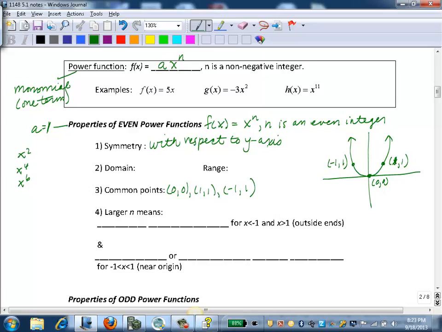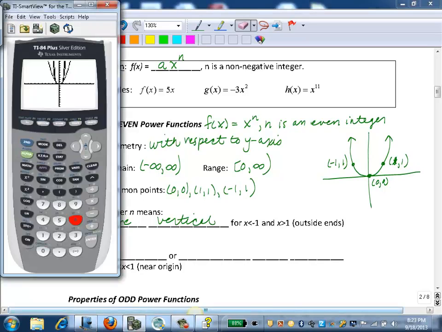And we can see its domain, of course, negative infinity to infinity, and the range from 0 to infinity. So we're saying as the exponent increases, a larger n value means the graph is more vertical on the outside ends. So way to the right and way to the left, they look the same. When x is less than negative 1 and greater than 1, the outside ends become more vertical.